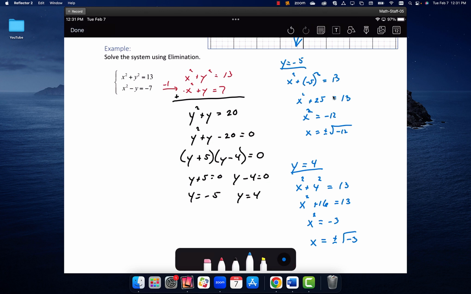So if both of these are saying we get imaginary numbers when we plug in both -5 and 4, it looks like there is no solution to this system. Those imaginary numbers mean that those two curves are not intersecting. If they're not intersecting, there must be no solution to this system. Let's prove that with a graph.